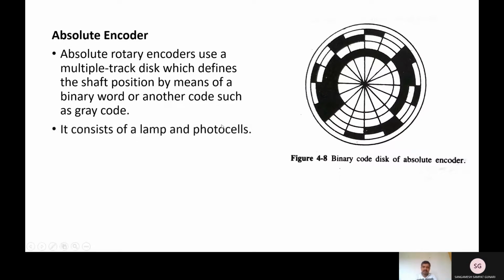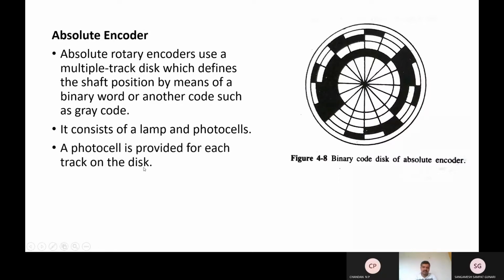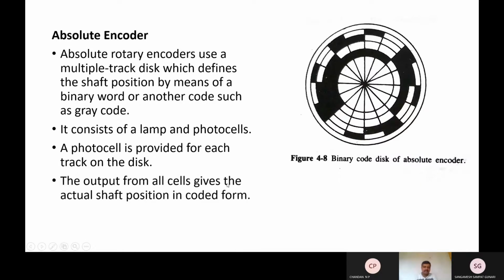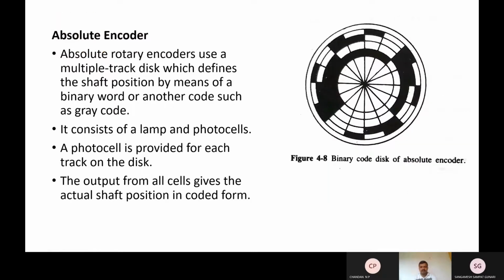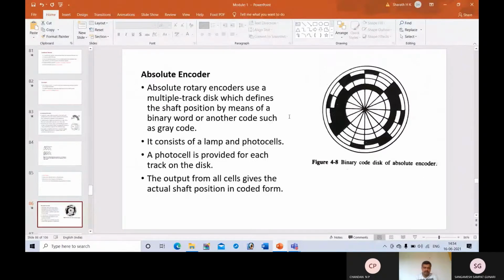It consists of a lamp and photocell. Similar to the previous one, a photocell is provided for each track on the disk. In this case there are 4 tracks and there are 4 photocells. The output from all cells gives the actual shaft position in coded form. Again, with the help of one more video, you can understand how it works.